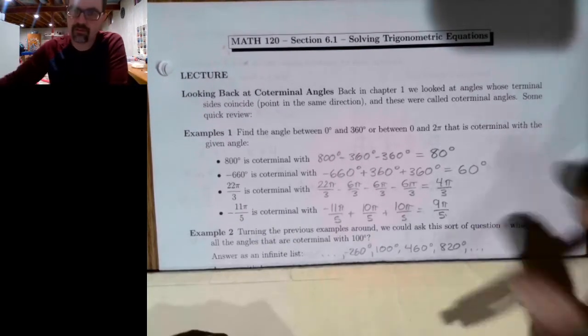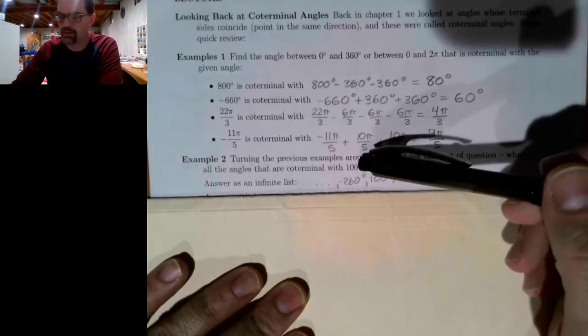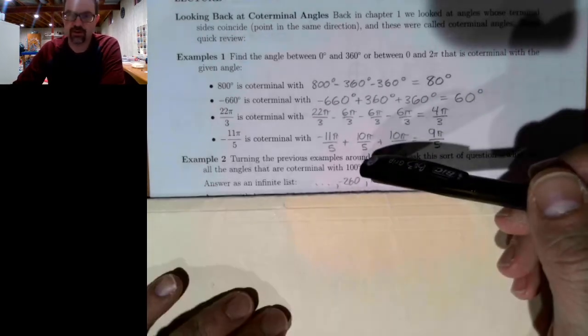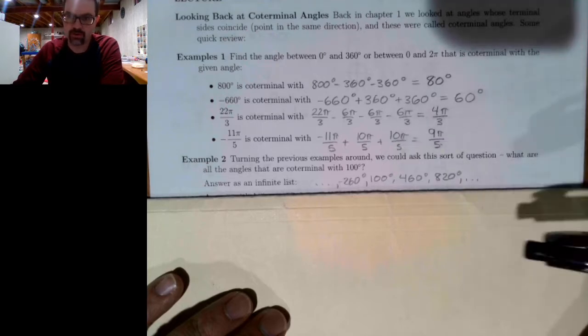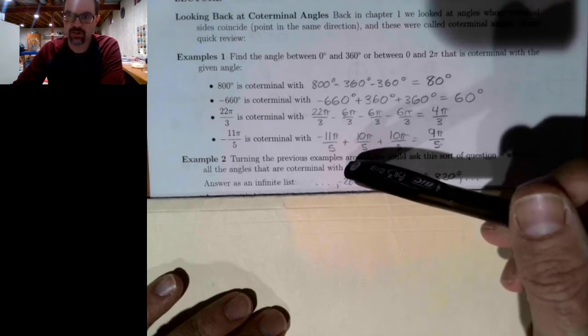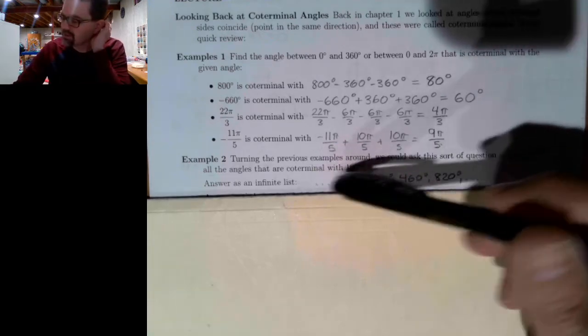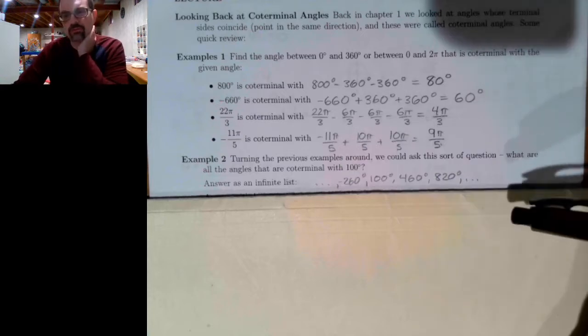So, turning this around, and we've done this before too, what if we have a particular angle, and we want all the angles that are coterminal with it? Well, it just means you add any number of 360s or subtract any number of 360s to that thing, and you get a list that looks like this. There's the 100 in the middle, coterminal with itself, add 360, add 360, subtract 360, subtract 360, and so on.